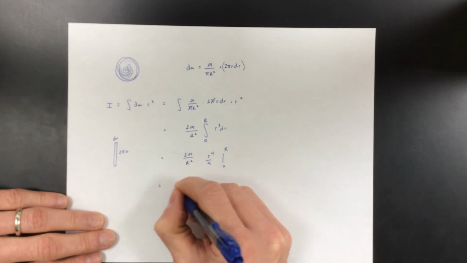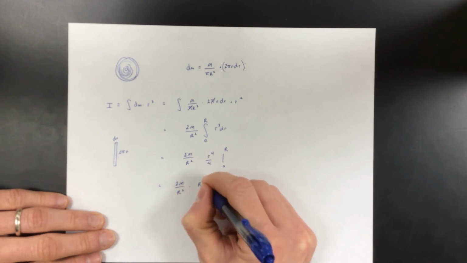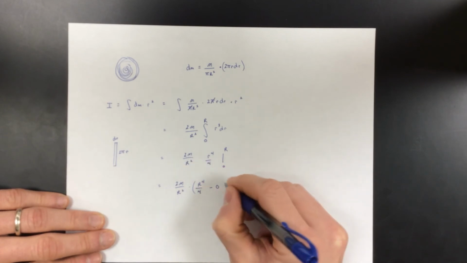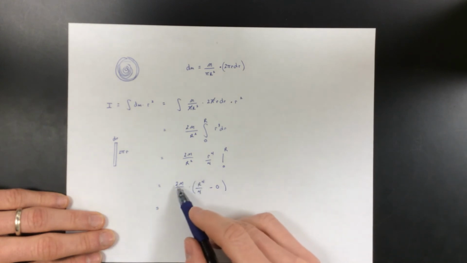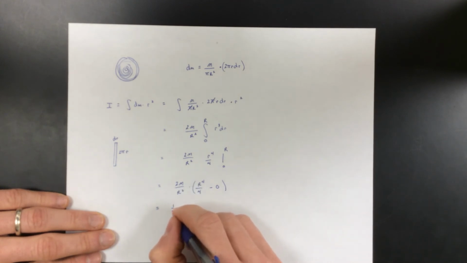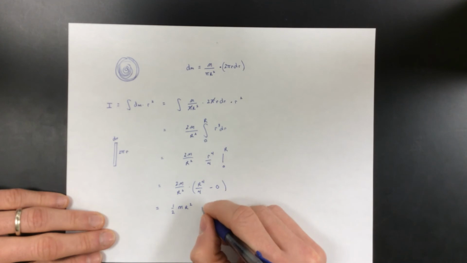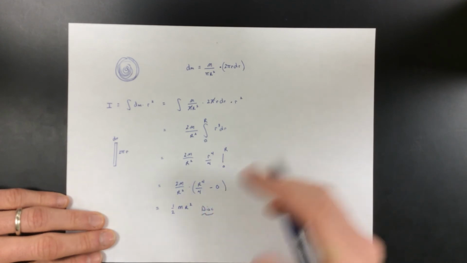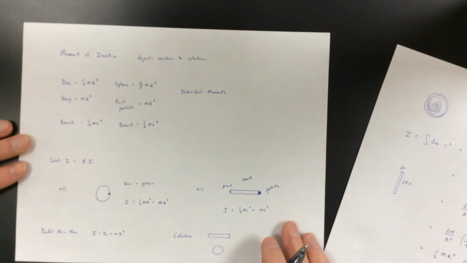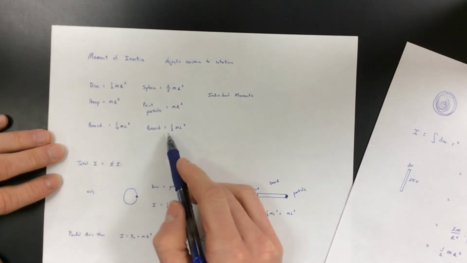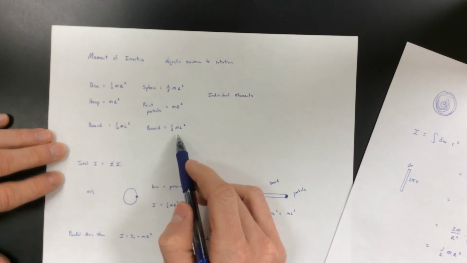So we get 2m over R squared times big R to the 4th over 4, and then when you plug in 0, you get 0, so this is just, again, subtracting 0. If you look at this, 2 over 4 is 1/2 m. R to the 4th over R squared is R squared, and again, it's the exact same thing as what I told you we memorized at the beginning. Again, if you look at the beginning, the moment of inertia of a disk was 1/2 mR squared. A board was 1/12. A board pivoted on the end is 1/3. And that's exactly what the calculus gave us.